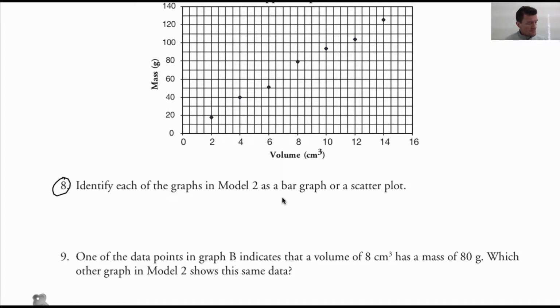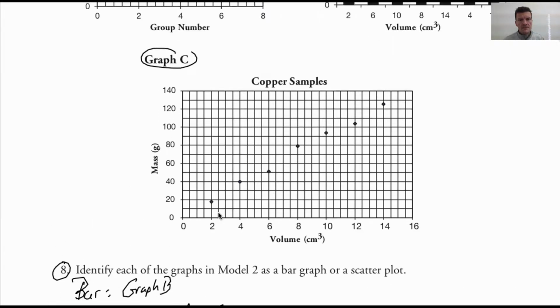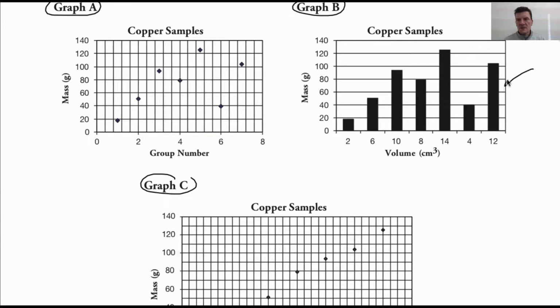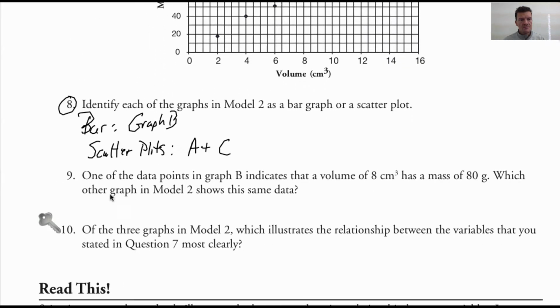So in this case, a bar graph, hopefully you know this already, the name kind of gives it away, but you will see that the bar graph is graph B, and the scatter plots are the other two, and that would be A and C. Okay? So bar graph, obviously we have bars here. Scatter plots are the points that are on the graphs for you to recognize which is which.